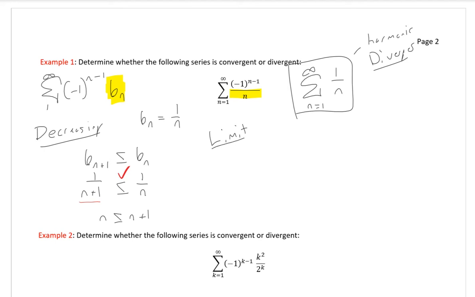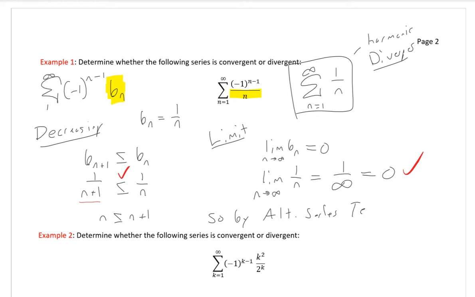Then for the limit condition, we want to show that the limit of b sub n from n to infinity equals 0. Well, we're trying to do the limit as n approaches infinity of 1 over n. That evaluates to 1 over infinity, which is 0. So we're good. So by the alternating series test, this converges. And that's it. That's all we need to show.